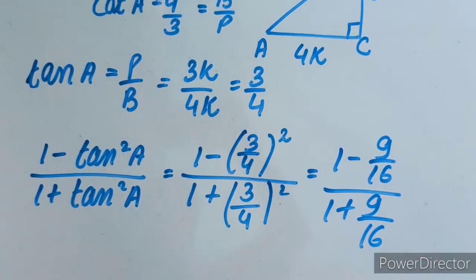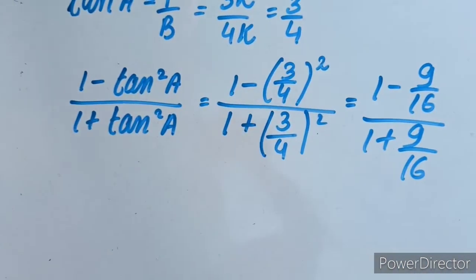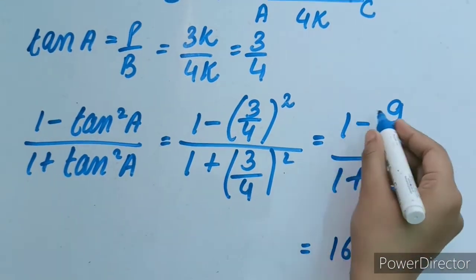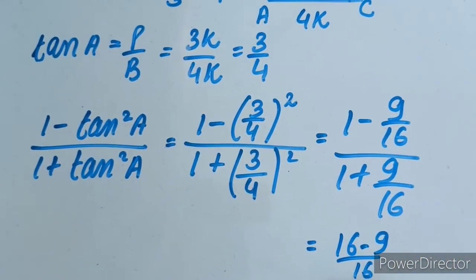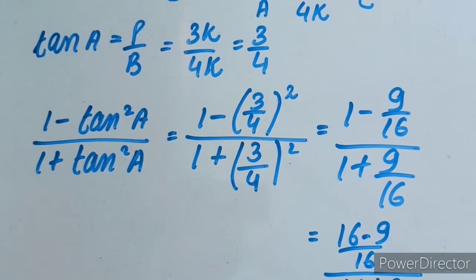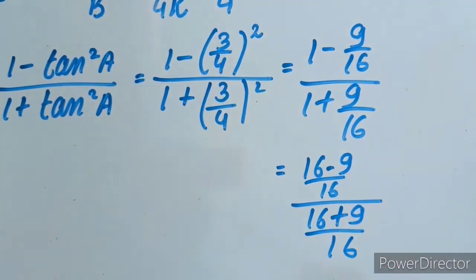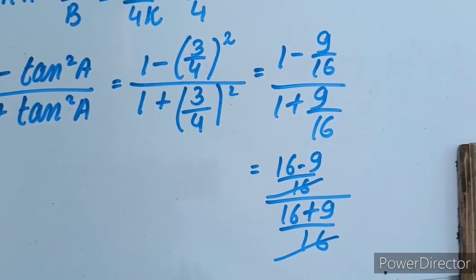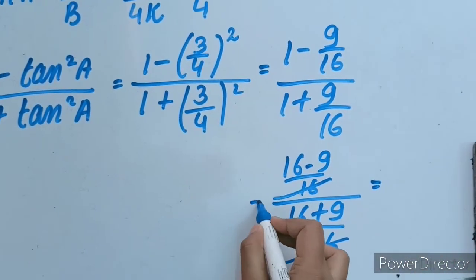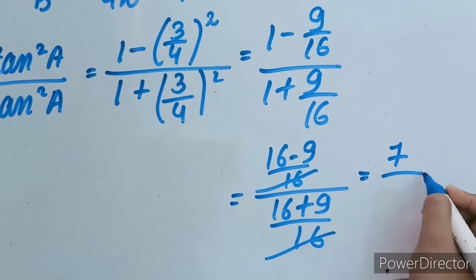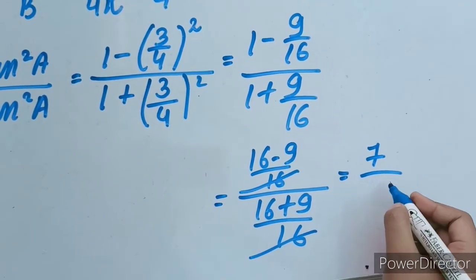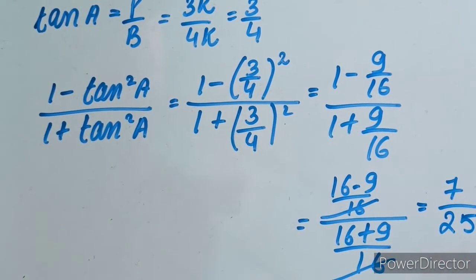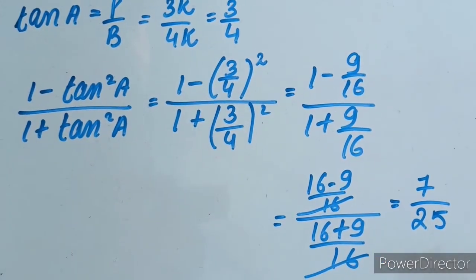Okay, now we have to take the LCM. So 16 minus 9 upon 16, similarly 16 plus 9 upon 16. Correct? Here we can cancel 16 from the denominators. 16 minus 9 is equal to 7. Similarly, 16 plus 9 is equal to 25. So 7 upon 25. Here we get the value of 1 minus tan square A upon 1 plus tan square A is equal to 7 upon 25.